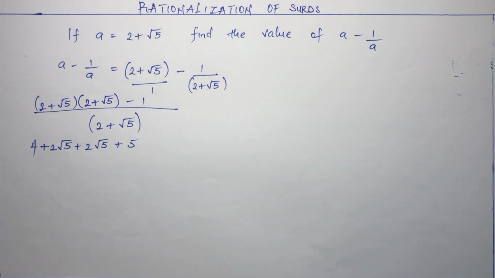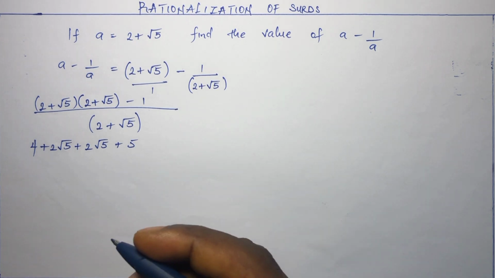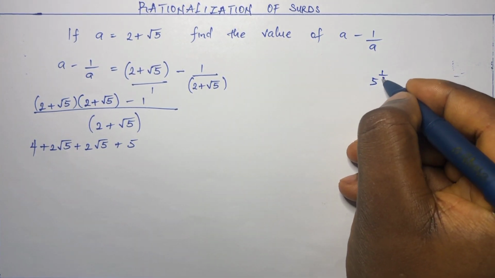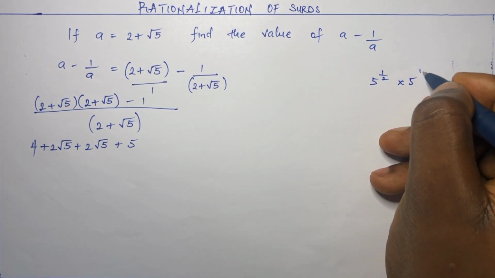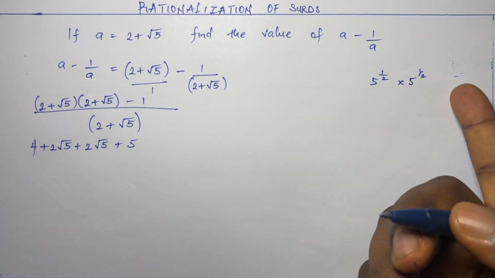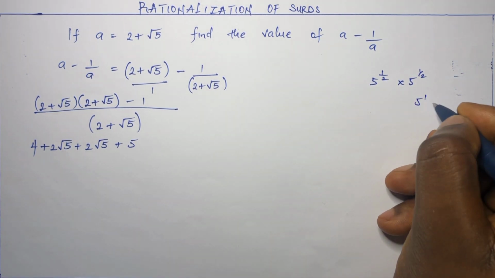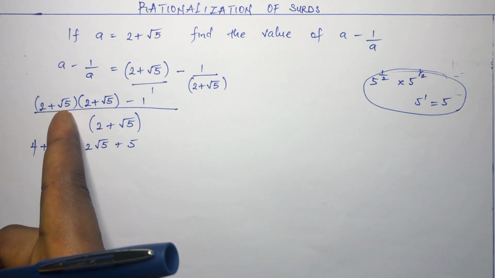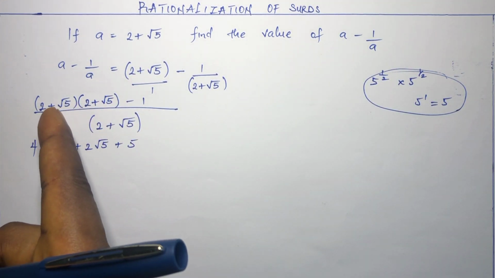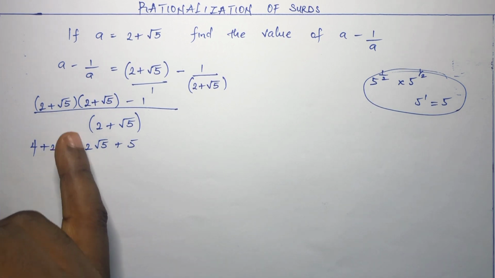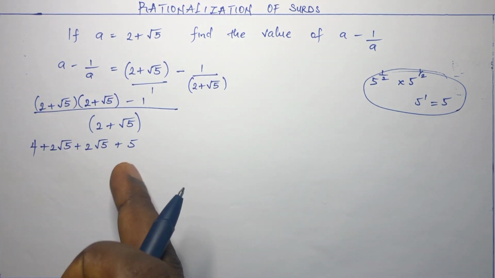I mean, we can prove that with indices, because root 5 is more like 5 raised to the power of half. So if this is multiplied, we know they have the same base, so we can actually add the powers. Half plus half is 1, and 5 raised to the power of 1 is 5. So we've just proved this. So anytime you are multiplying roots, the roots will automatically cancel out. That's why root 5 into root 5 will give us 5.